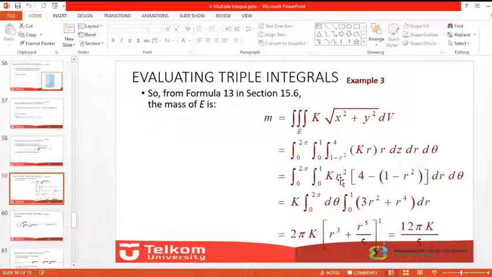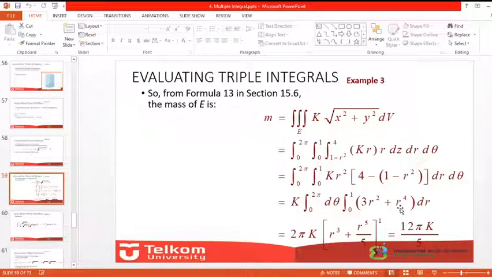So 4 times r square, 4 minus 1 is 3, so 3 plus r square, times r square. So 3r square plus r power 4.